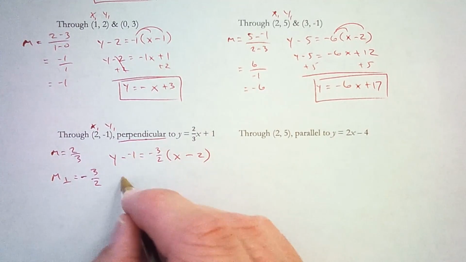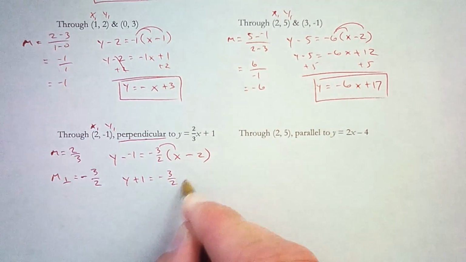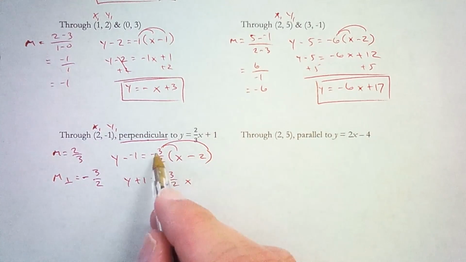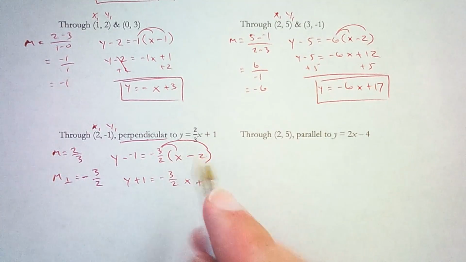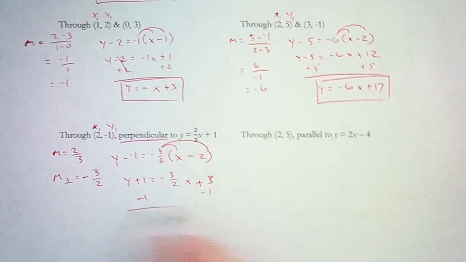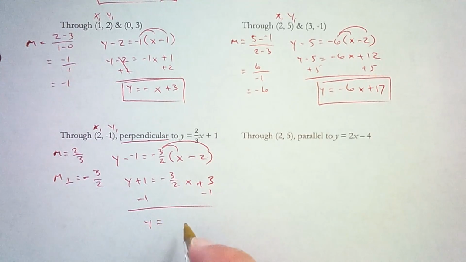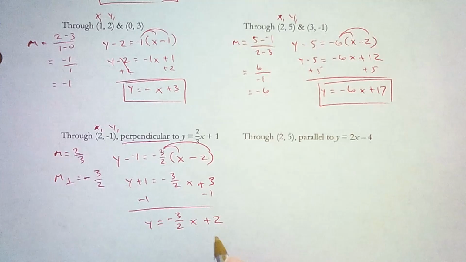So y minus negative 1 is y plus 1 equals negative 3/2 x. And then negative times negative is positive. 3/2 times 2, those 2's actually cancel. It's positive 3. Minus 1 on both sides. Y equals negative 3/2 x plus 2.